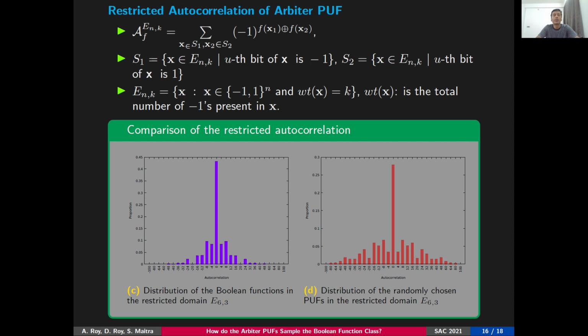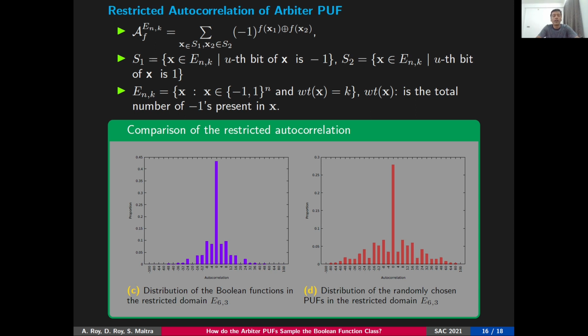Here S1 and S2 are two subsets of Enk, where the uth bit of the element of S1 is minus 1 and the uth bit of the element of S2 is plus 1. Now using this S1 and S2, we have defined the expression of the restricted autocorrelation, and we have considered a 6 variable Boolean function, and the domain is restricted to E63. That means we are considering a 6-bit string whose weight is 3.